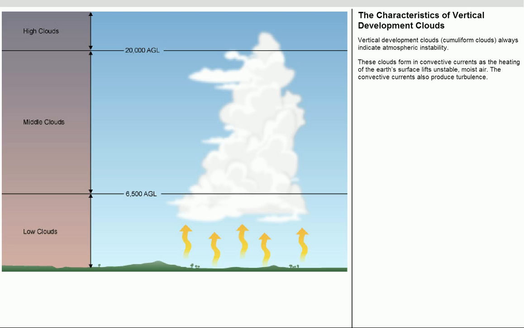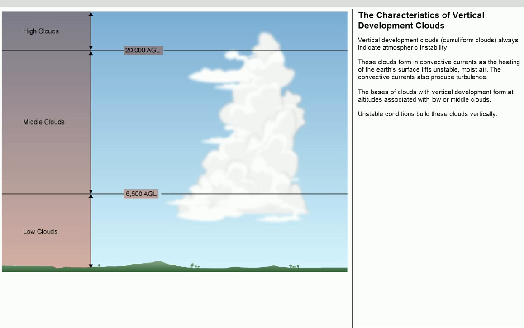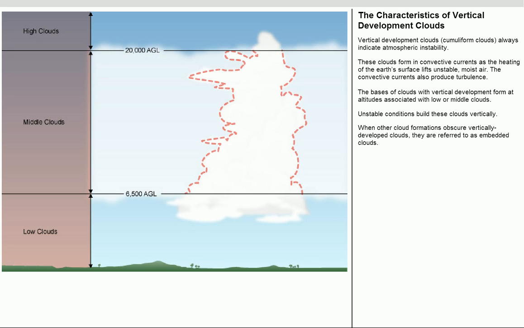Clouds with vertical development, or cumuliform clouds, might start off as harmless fair weather clouds, but these clouds always indicate atmospheric instability. These clouds form in convective currents as the heating of the Earth's surface lifts unstable moist air. The convective currents also produce turbulence. The bases of clouds with vertical development form at altitudes associated with low or middle clouds, and their tops extend into the altitudes associated with high clouds.